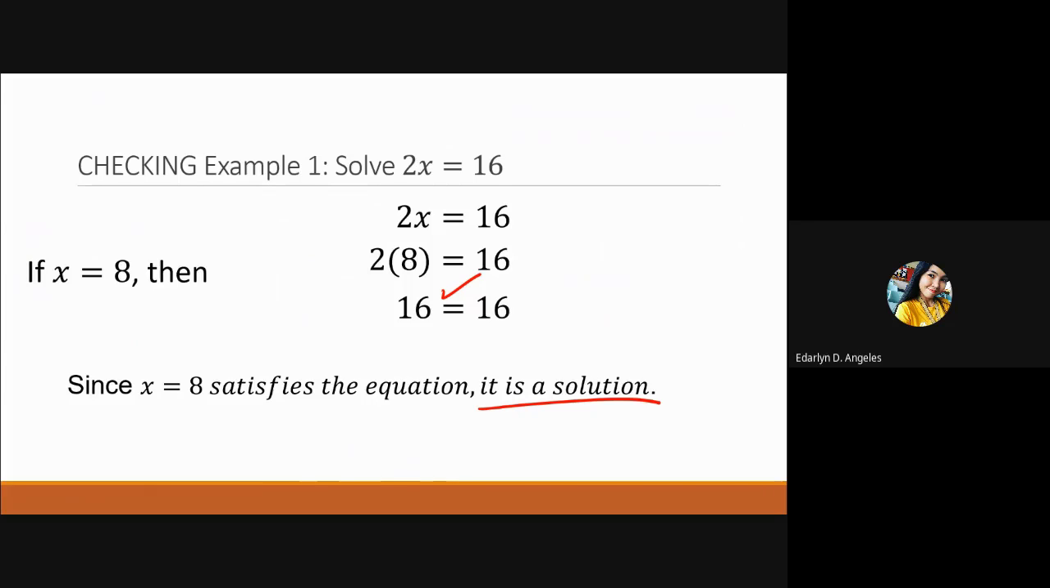Are you getting it? We're down to our last example, second example. Example number 2. So solve -2x over 3 equals 10 over 3. So in this equation, the variable is already isolated on one side of the equation, which is on the left side. However, again, the coefficient of the variable is not equal to 1.